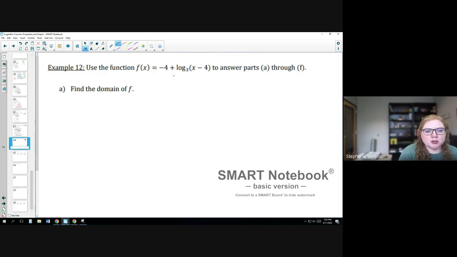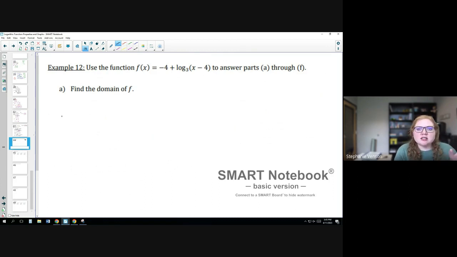So it's really important. Okay, so it says use the function f of x equals -4 plus log base 3 of x minus 4 to answer parts A through F. So part A says find the domain of f. That's easy. F is a logarithmic function.